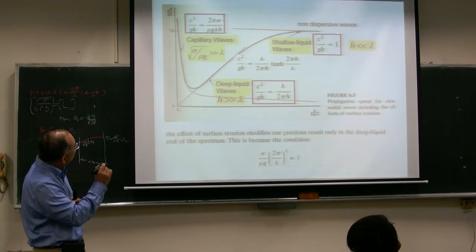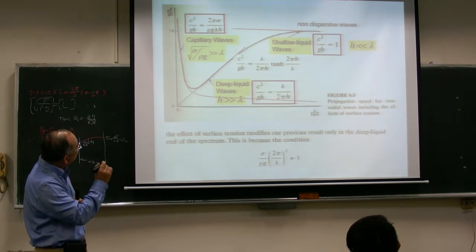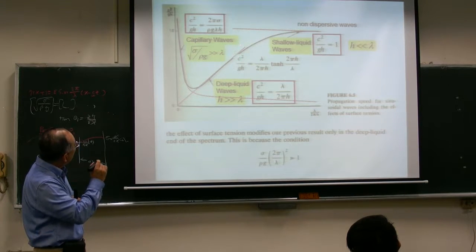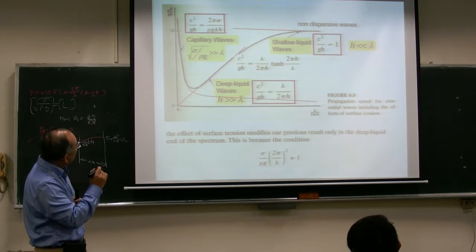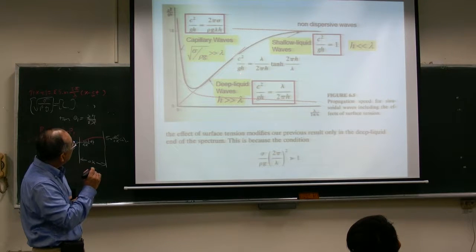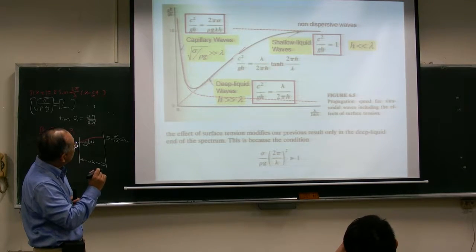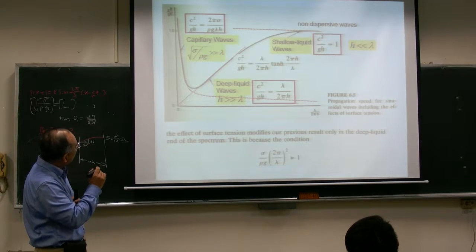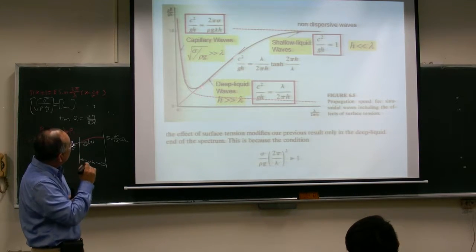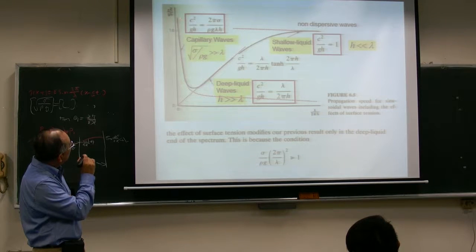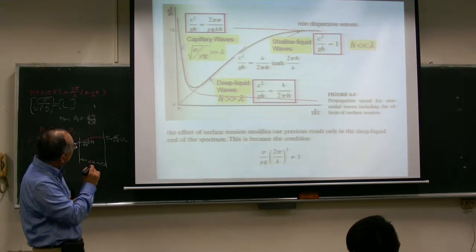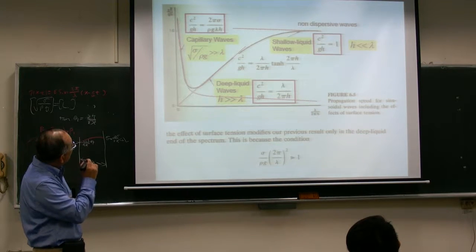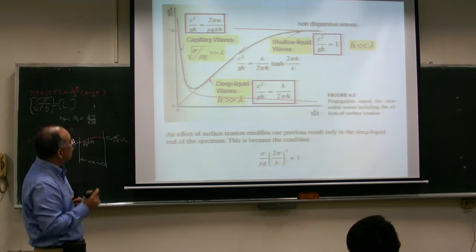So we have the three approaches. The shallow liquid wave approaches a constant. The deep liquid wave approaches proportional to lambda, because this is equal to 1 for the deep liquid wave. And if you consider the so-called capillary wave, this is the relationship. It will be written like this. So the solid line here is the complete dispersion relation.